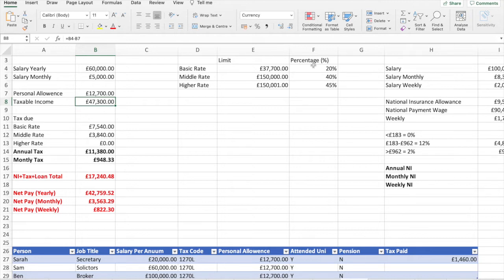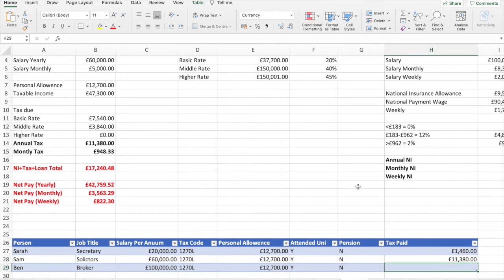That means she's going to be paying 20% on the first 37,700. Anything over that she's going to be paying 40% on. On the basic rate, she's paying the amount of 7,540. She's going to be paying the middle rate also, so she's paying 3,840. Sam's total amount of tax paid comes to 11,380. Let me just check that again. Yes.